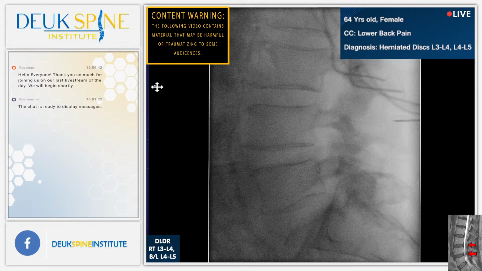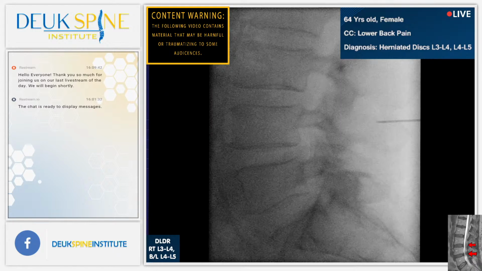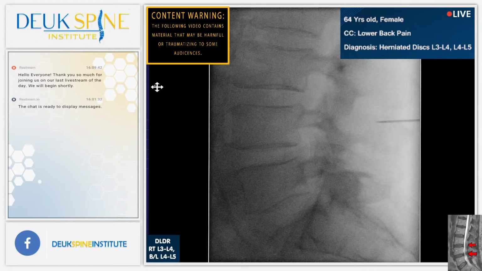So, Jordan, I would either drop the table or do something to bring it just a little bit further down, maybe. All right, good. So everyone agrees we're doing a bilateral 4-5 and a right 3-4, correct? So I'm going to start by accessing the 4-5 on the right side.